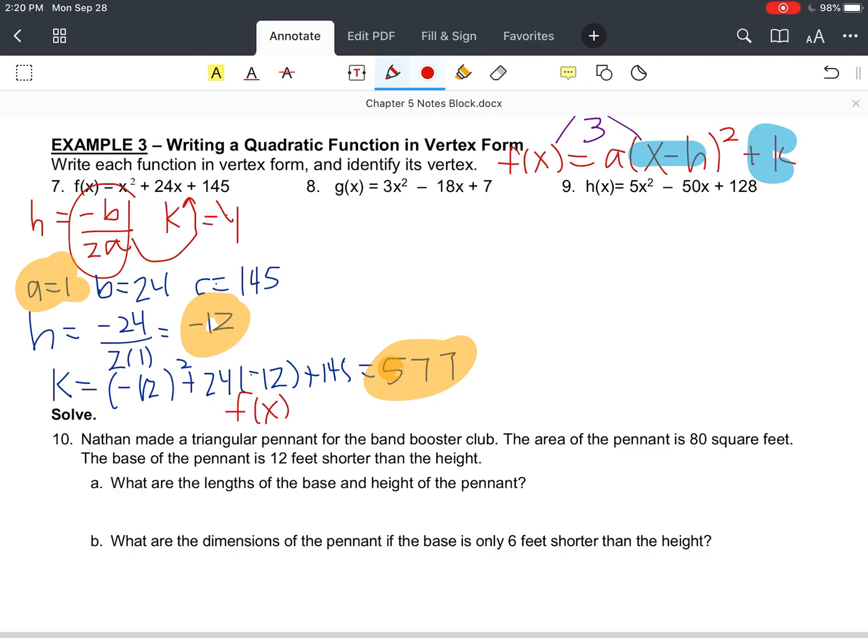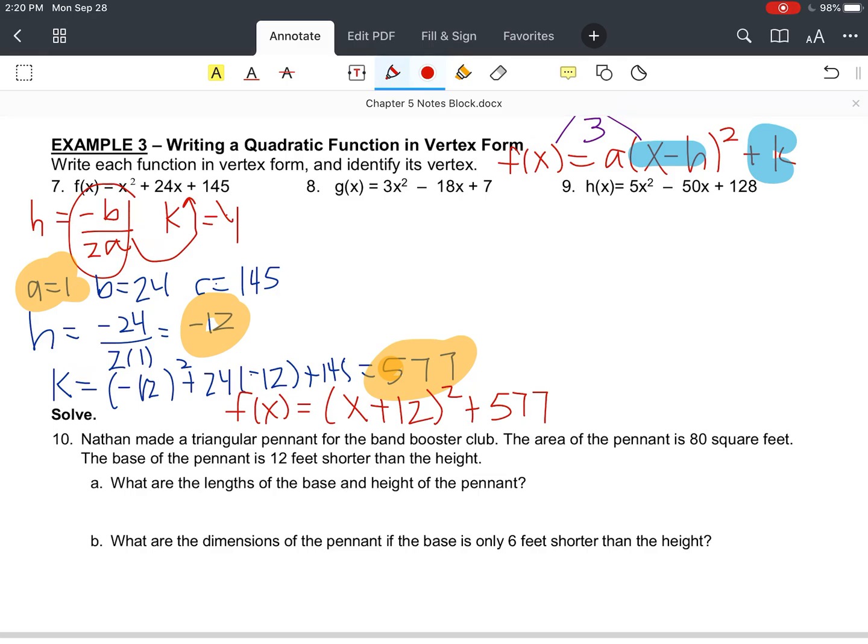So writing this in vertex form, it's going to be f of x equals 1, or just 1, so I'm not going to write it, times (x minus negative 12, which is x plus 12) quantity squared, plus 577. So that is one way to write something in vertex form. And again, my vertex would be negative 12, comma, 577.